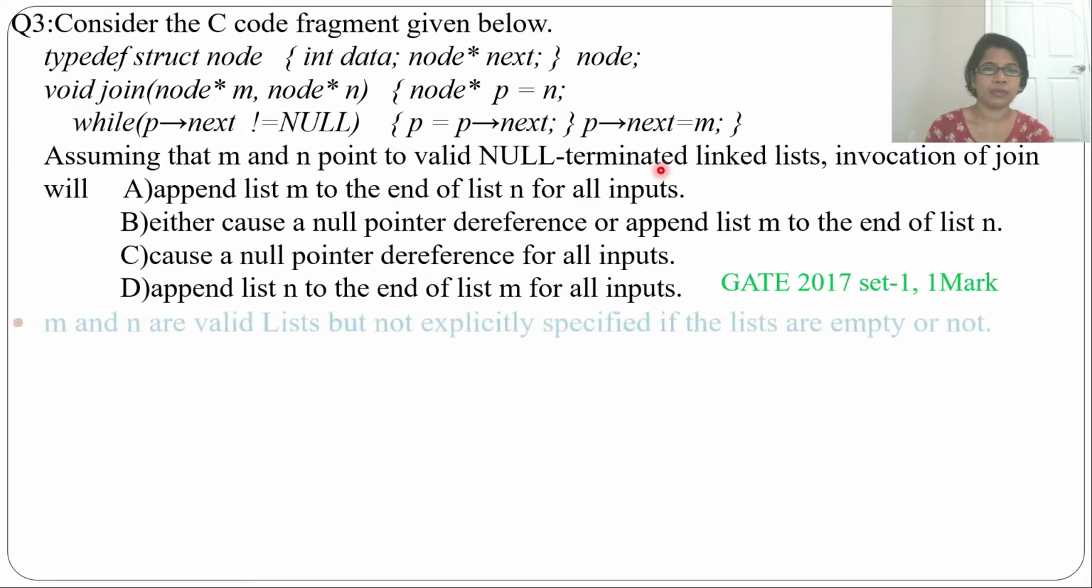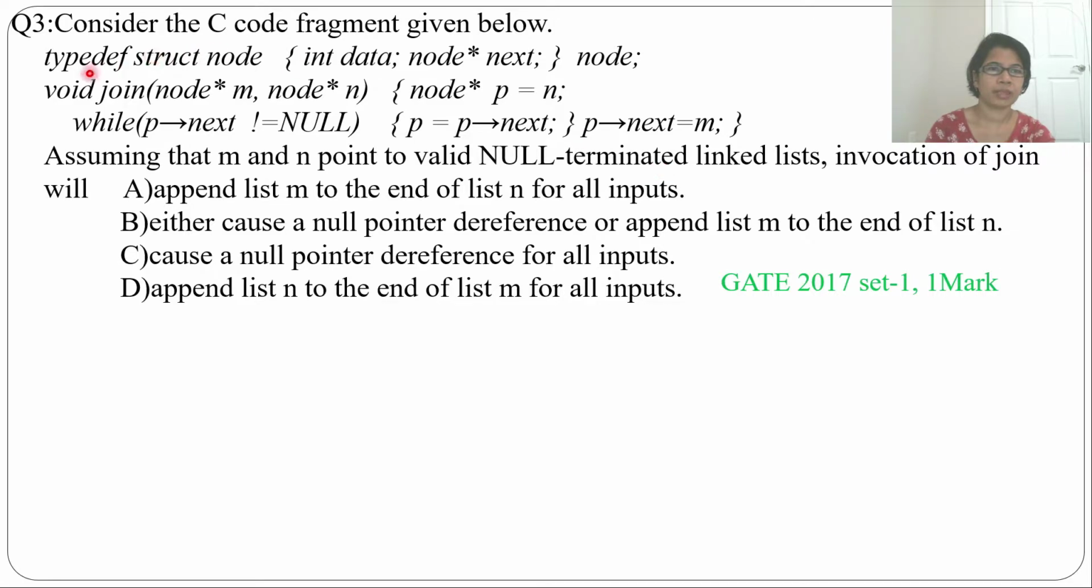So let's go through the code. Here typedef struct node has int data and node pointer next. So this is just a self-referential structure for node. Then void join with node pointer m and node pointer n. So two pointers are there, one is the m pointer and another is the n pointer. Then node star p equal to n, which means pointer p is assigned to n.